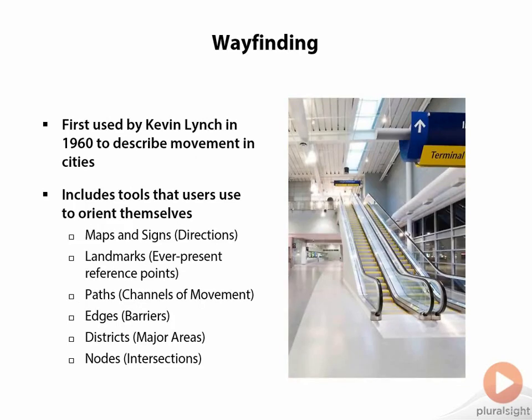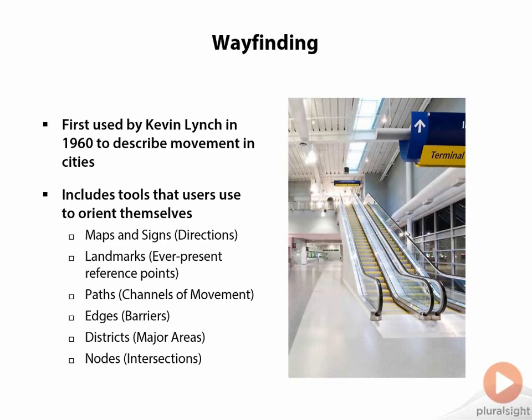So how do we think about navigation? Well, as it turns out, most of the way that we think about navigation actually goes back to the 1960s in a book by Kevin Lynch. And Kevin was really talking about how do you architect the city. He was talking about the list here that you see of 6 things. Maps and signs, those are direction, landmarks, ever-present reference points.